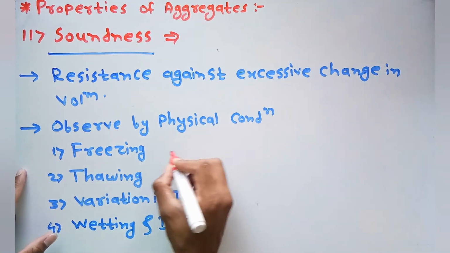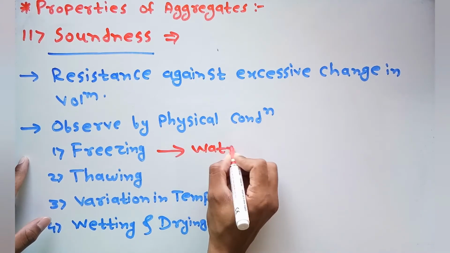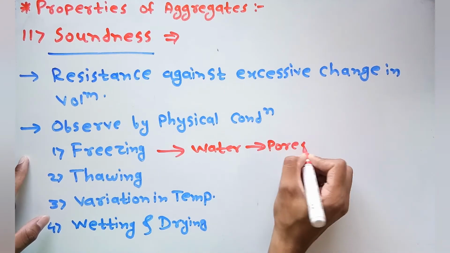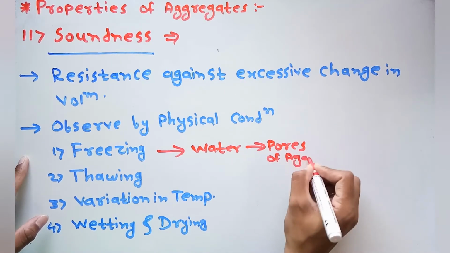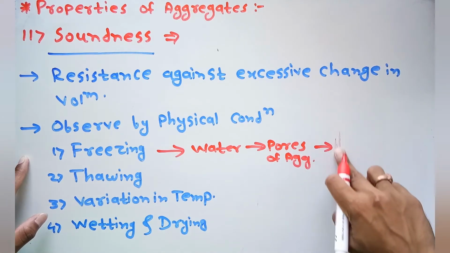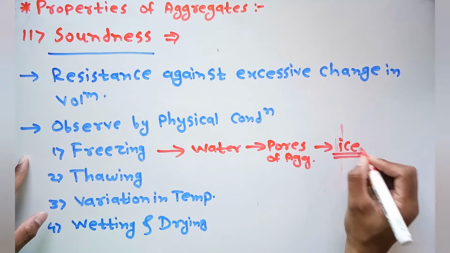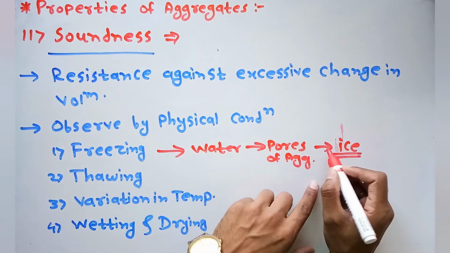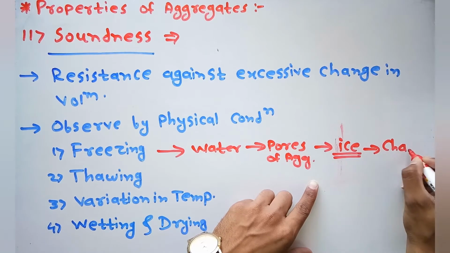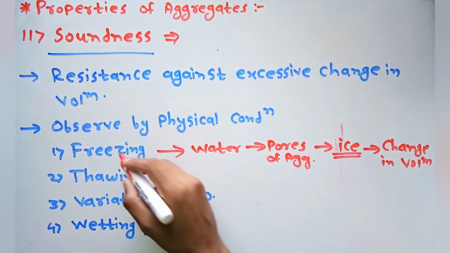In the freezing state, the water goes into the pores of these aggregates, and in the pores it freezes, or it simply gets converted into ice. When it forms ice, that changes the volume. So this ice causes a change in volume. This is about the freezing condition.